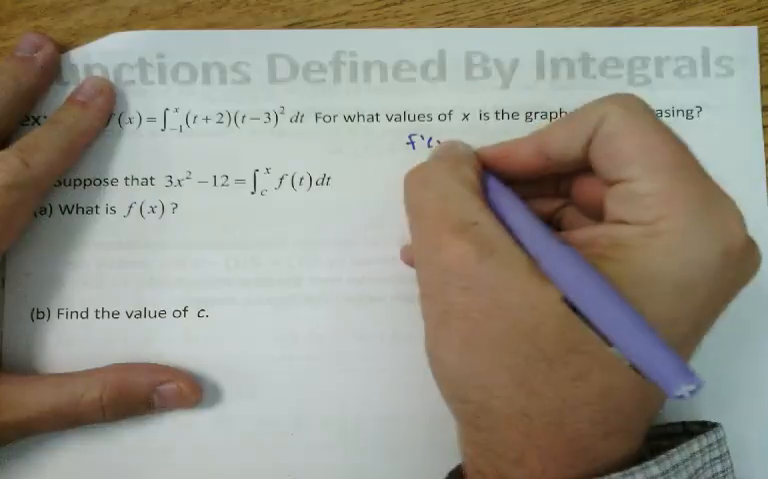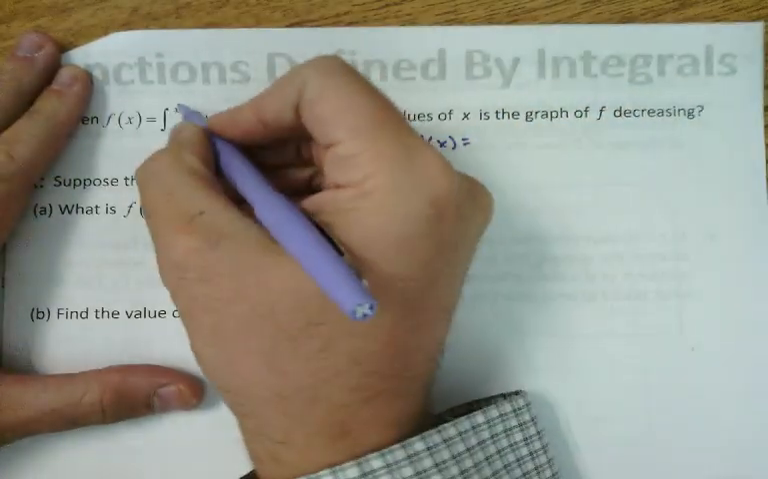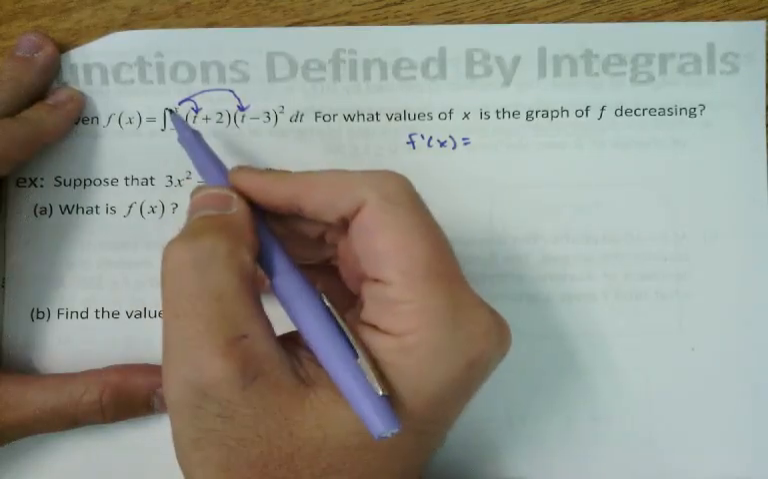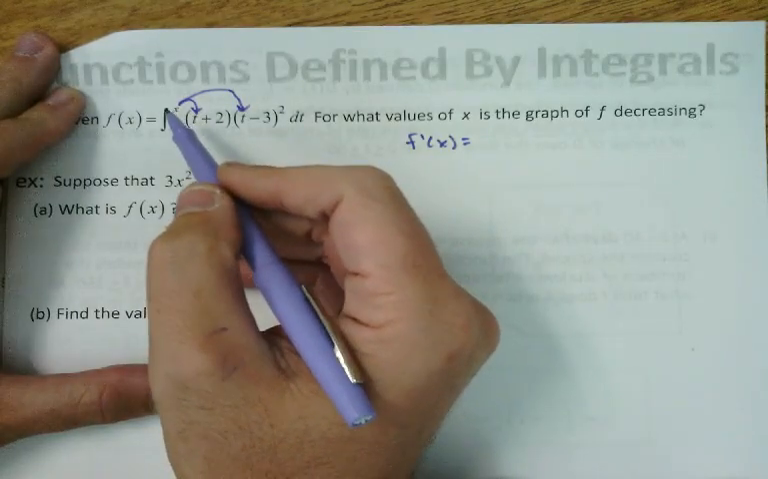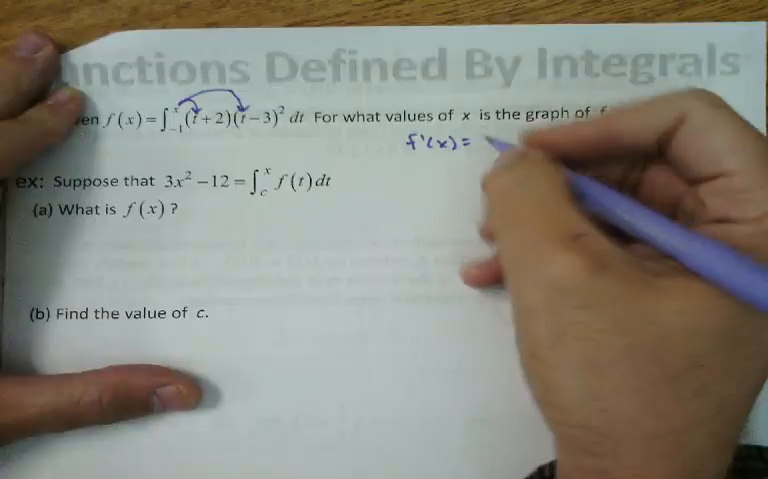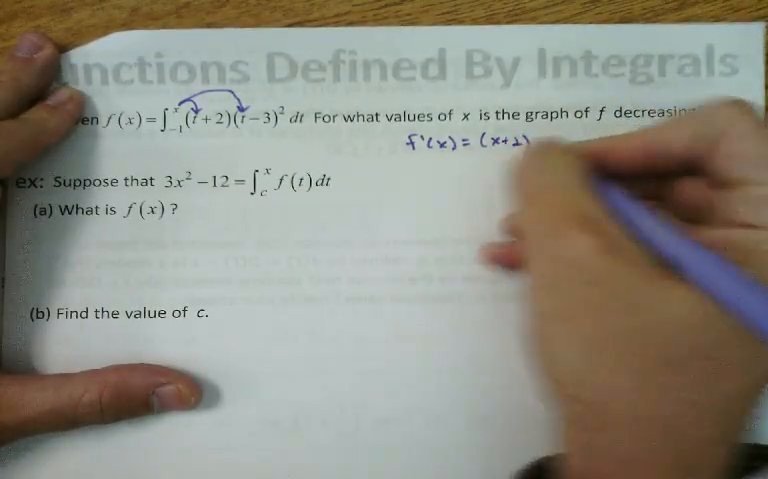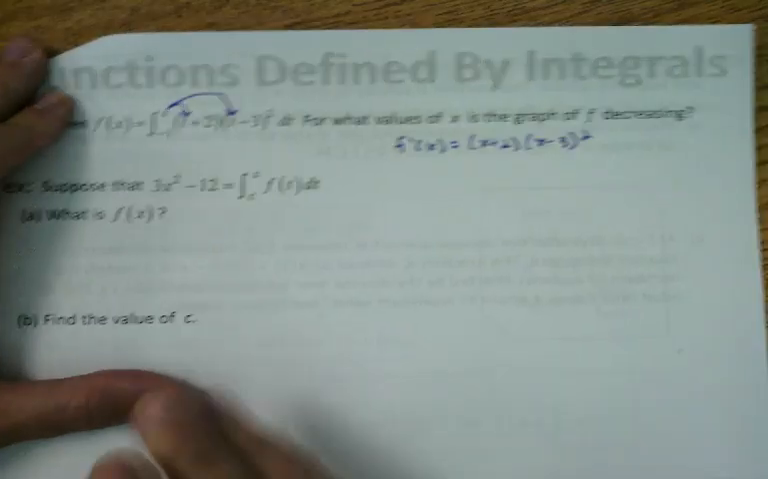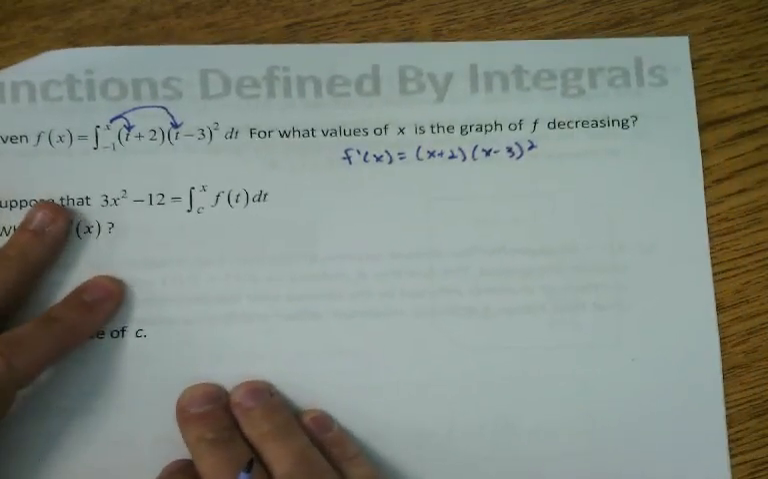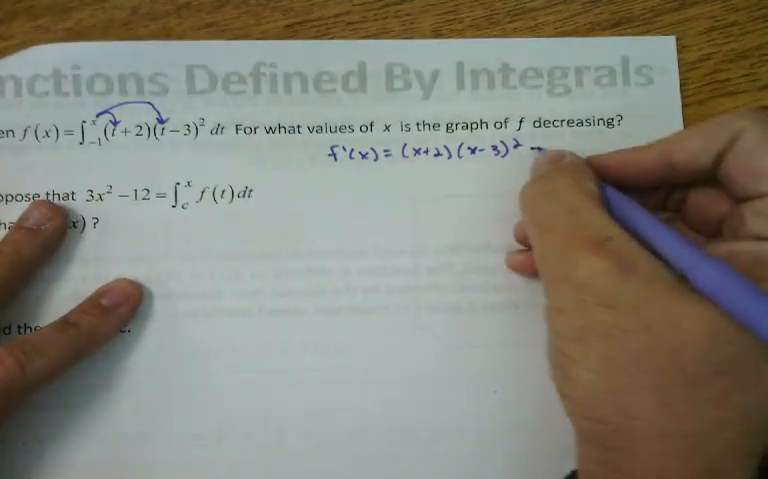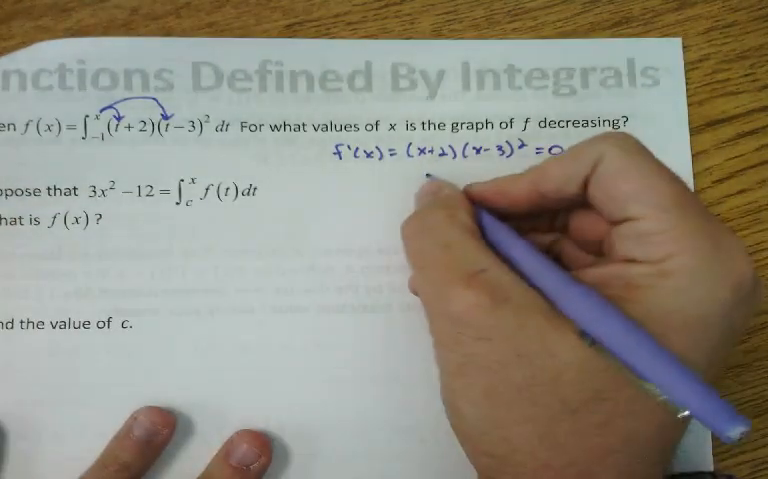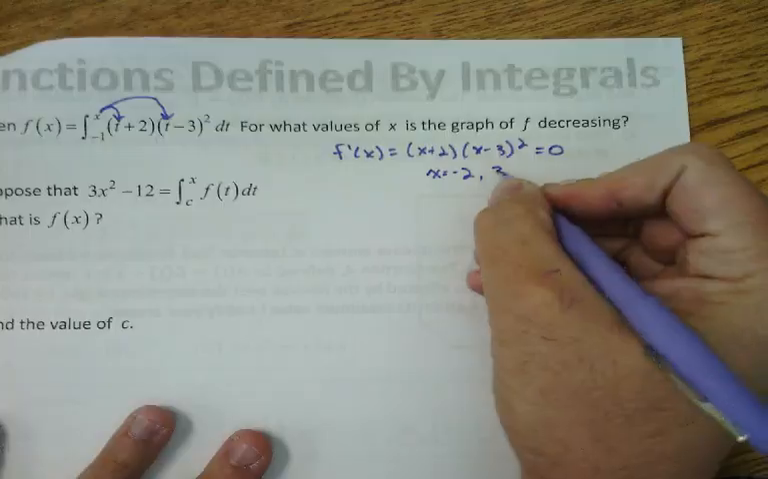What is f prime of x going to equal? All you do is you just substitute in the x for these and take the derivative of x. What's the derivative of x? 1, so it's 1 times substituting these in. So I'm going to get x plus 2, x minus 3 all squared times 1. To find out when this is decreasing, I'm going to set this equal to 0 and make a sign chart. So I do have two critical values, which are x equals -2 and 3.